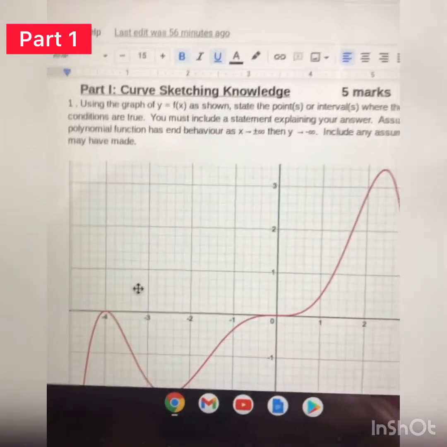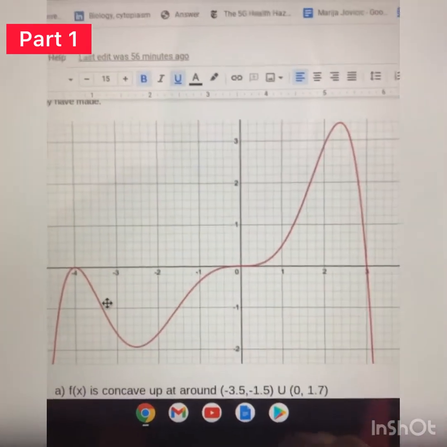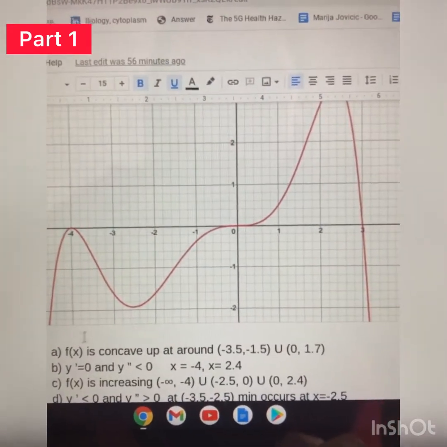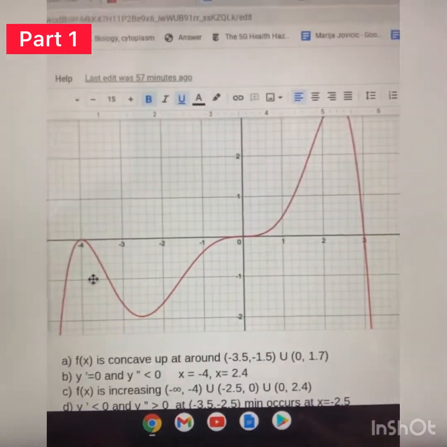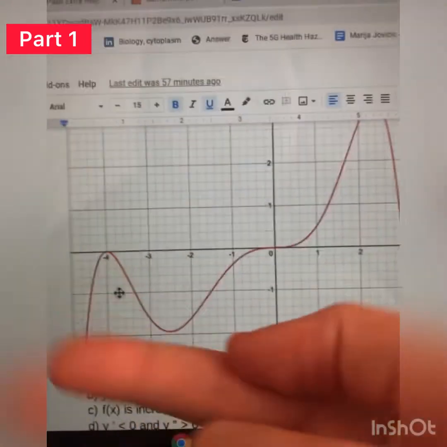Part 1. So we're given this curve and we're told to state intervals or points where the following conditions are true. The first condition is when is the function concave up? If we look at our curve, concave up means that the tangent lines must be drawn under the curve for it to be true.